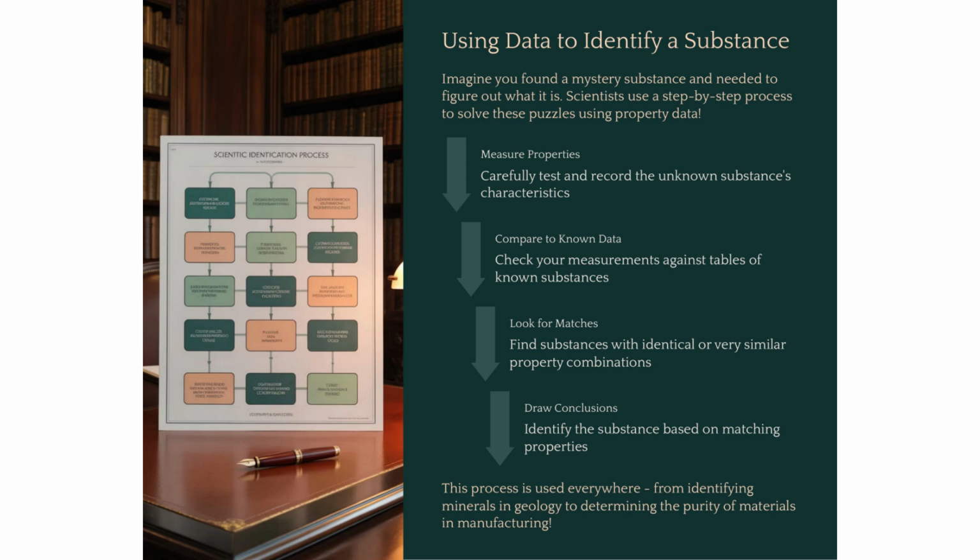Let's pretend we have a mystery substance. We don't know what it is. To figure it out, we can perform some simple tests. We can measure its mass and volume, see if it's magnetic, and maybe even test its boiling point. Once we have all that information, we can compare our data to a list of known substances. If the properties match up, we can confidently say what our mystery substance is.